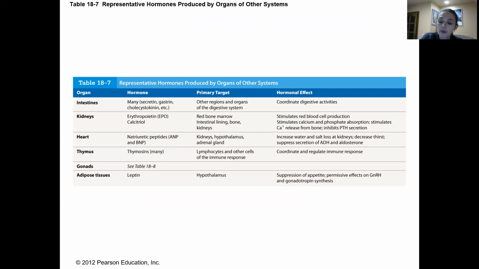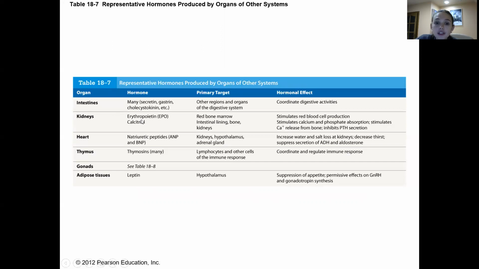So in here we have, once more, for revising, the function of the hormones. For instance, heart produces natriuretic peptide, which affects the kidney, increases water and salt loss by the kidney, decreases thirst and suppresses secretion of antidiuretic hormone.